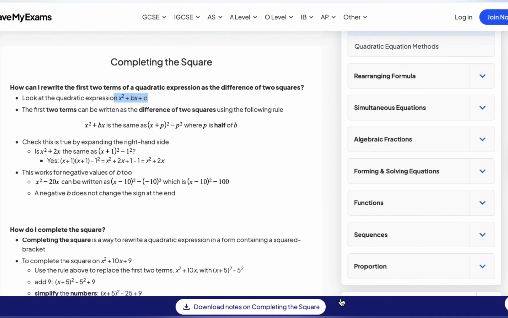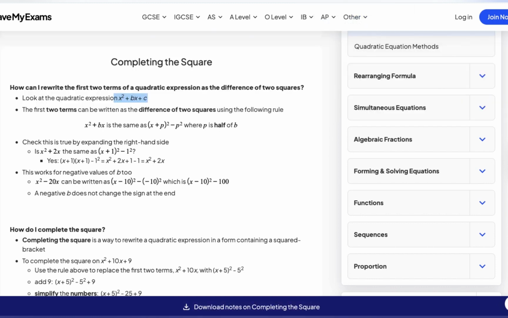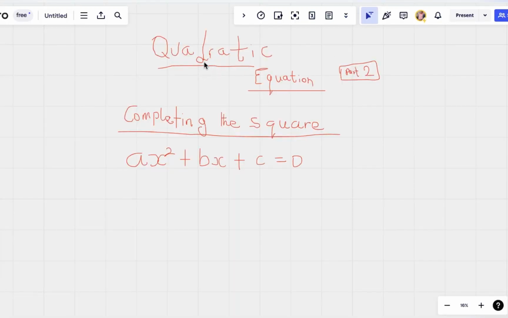Once again, welcome to this class on quadratic equations, and today's topic is completing the square. Without much ado, let's begin. We're on completing the square. This is our part 2.